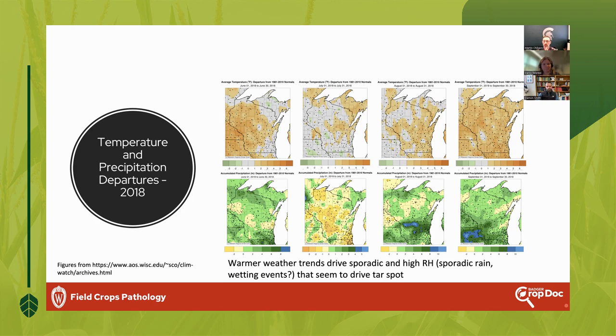And I get the question this year, why didn't we have tar spot? By the end of June, we were really wet. We had heavy rainfall events throughout the rest of the season, but we missed that really initial buildup, that initial infection from residue. And I think that's why we just didn't get that initial build, right?